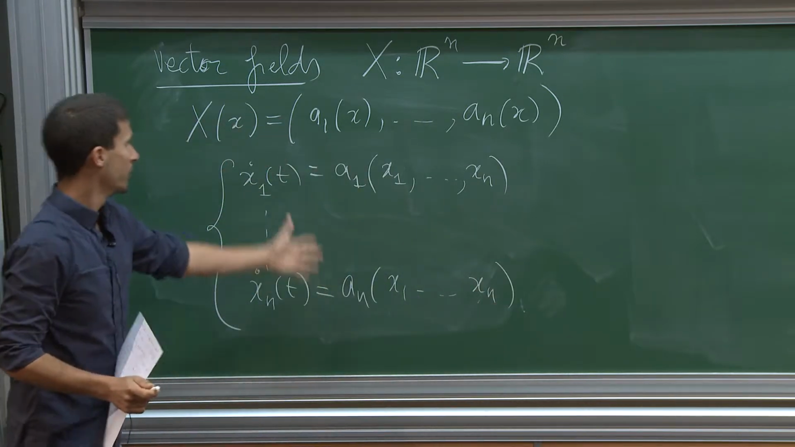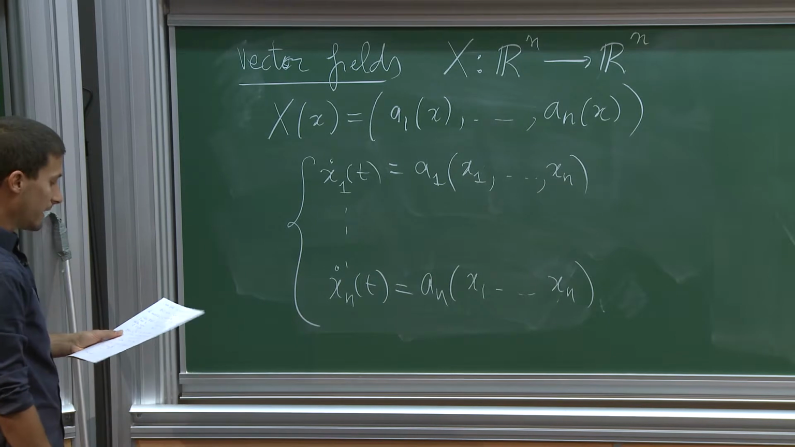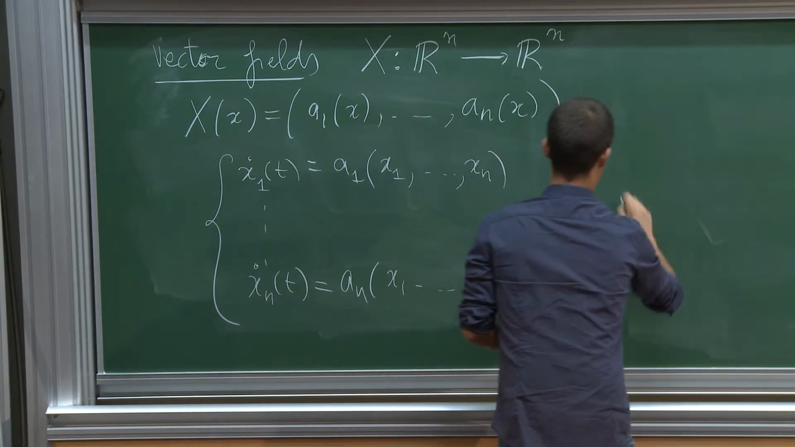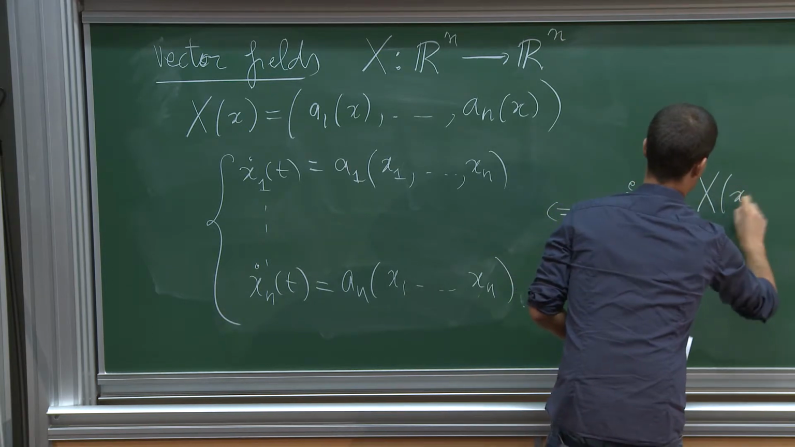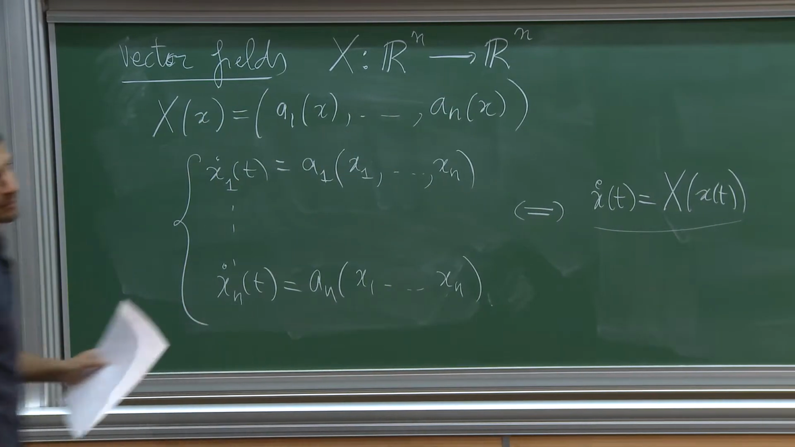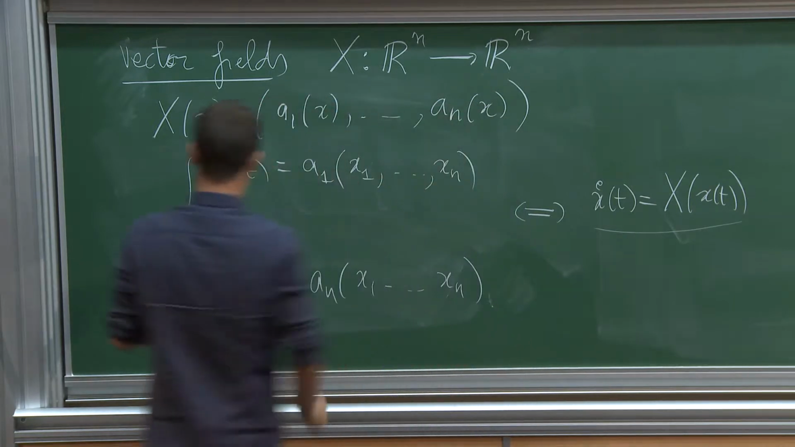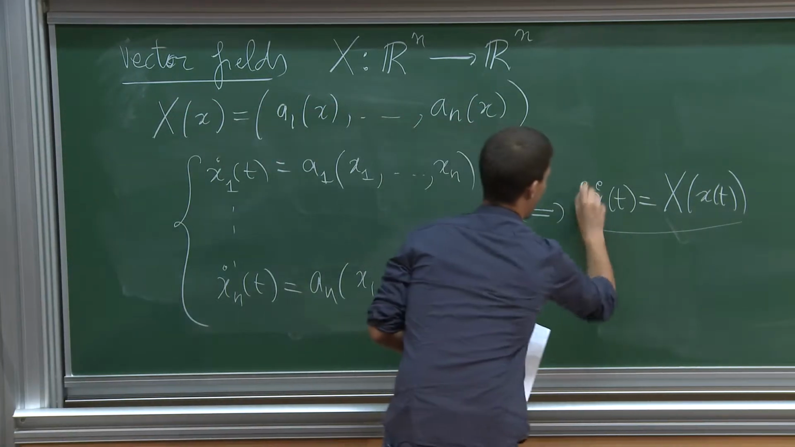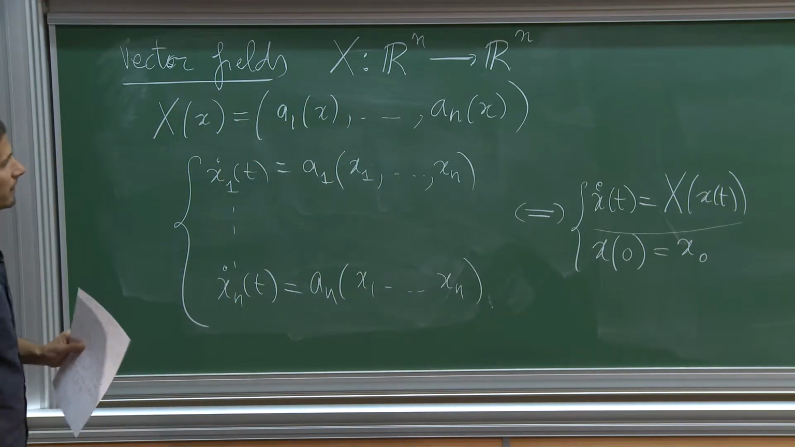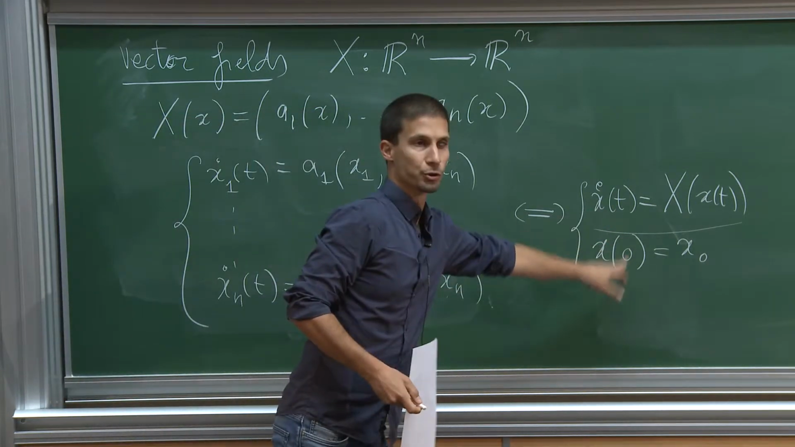Okay, so this X you can think of as a row vector or column vector. And so I can write this more shortly as x dot of t equal X of x of t. This denotes a system of differential equations. The coefficients you can think to be infinitely smooth. In this case, if you couple this with an initial condition, x at time 0 equal x0, you have existence and uniqueness of a solution of this equation.